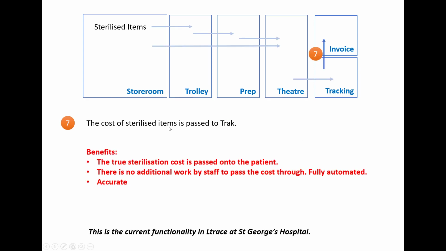Now, at the end of the day, all the costs of the sterilised items are passed into track. The benefit of doing this is that the true cost of sterilisation is actually being passed on to the patient and not an estimate. But the big advantage is there's no additional work by staff to pass this cost through. So you've got a reliable track of the sterilisation costs, and you've got a fully automated process that's pushing this information through to your billing system, and it's totally accurate.